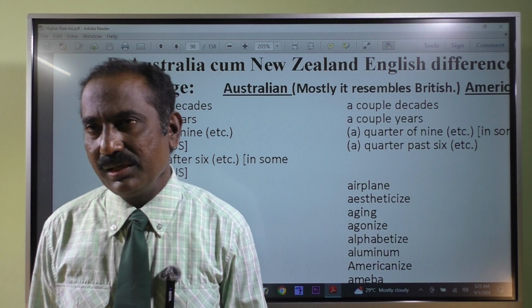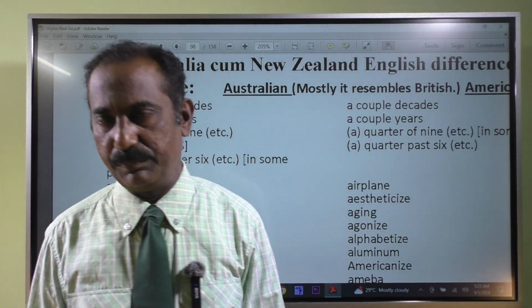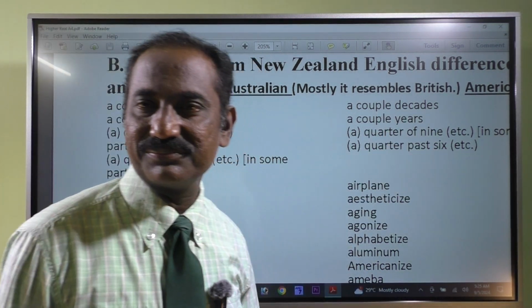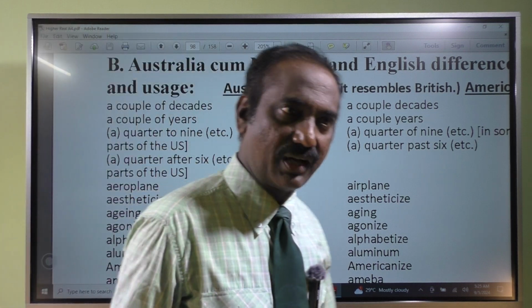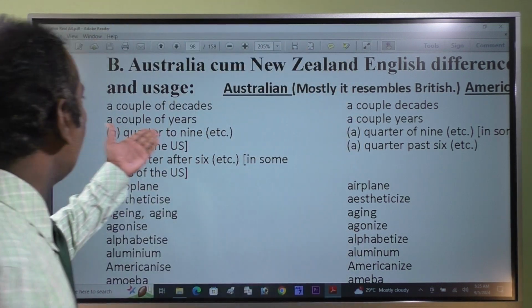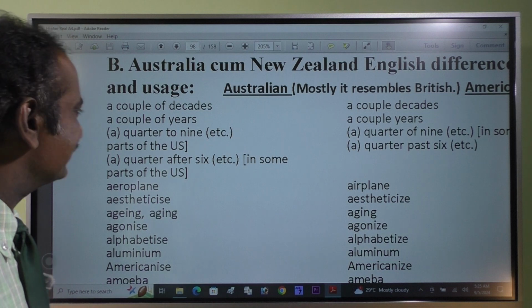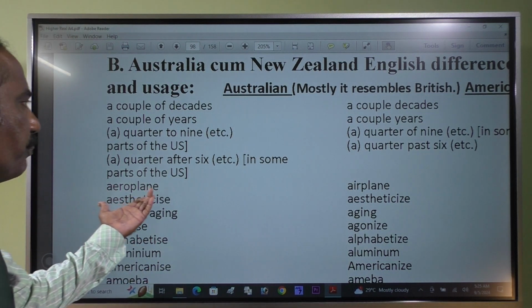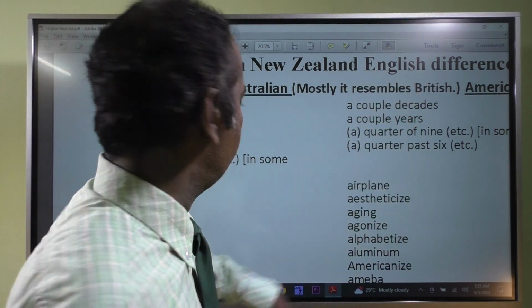Most of the people. But Americans do not say most people, they say couple decades. Most people, couple decades, in that way. A couple of years, a couple of years. That way. It is common. Aeroplane, airplane, already we have seen it.